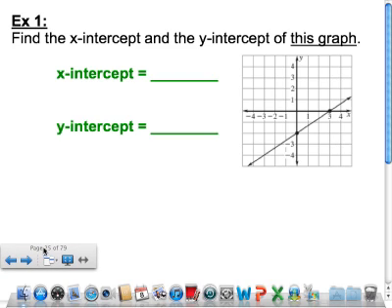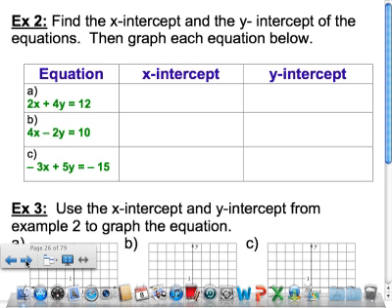It says find the x and y intercepts of the graph. Again, pretty basic. Look and see where it crosses the y-axis. That's at the point (0, -2). So the y-intercept is (0, -2). And the x-intercept is right here, which is the point (3, 0). Again, nothing too crazy there.